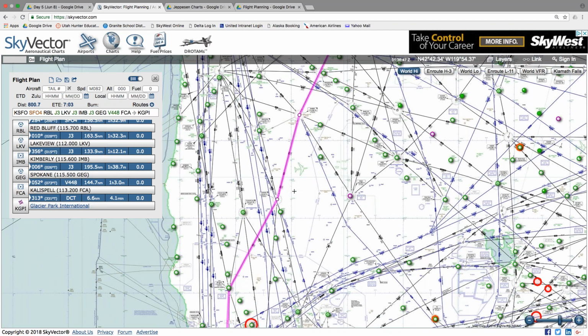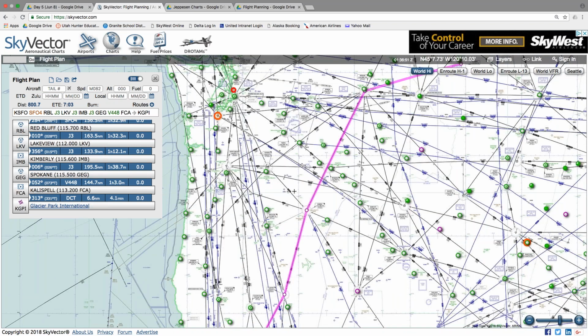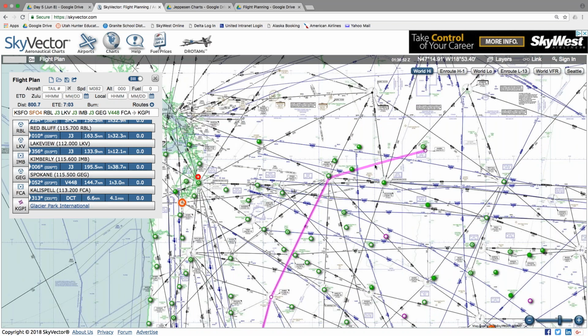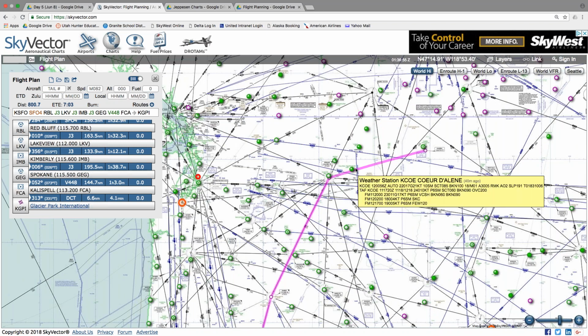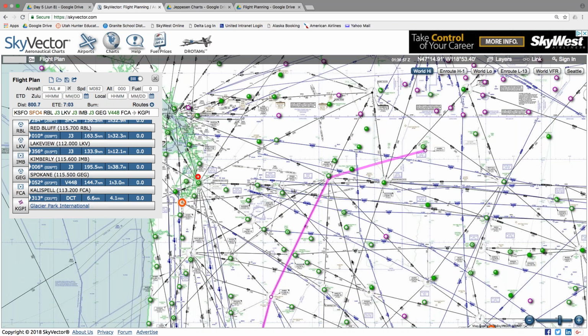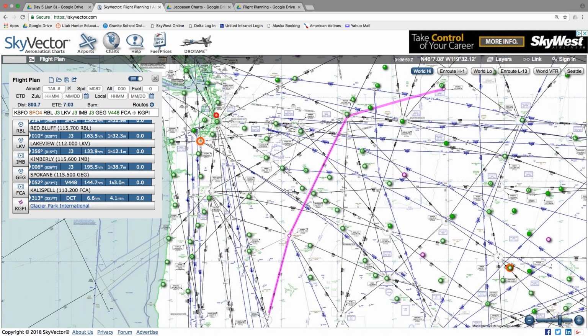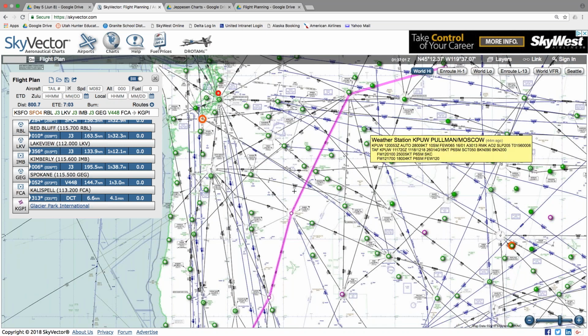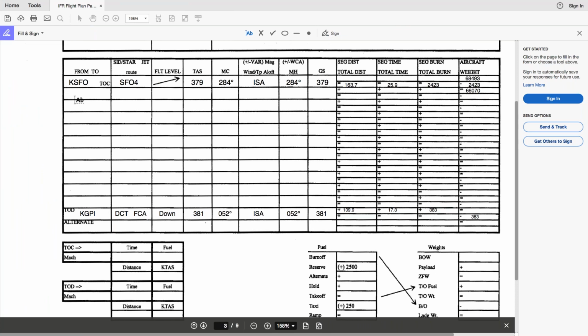So our top of climb is like right here. Here's the center point of our flight plan, and our top of descent is somewhere about right there. Everybody good? Okay, so let's put that information in here. So top of climb, we're going from top of climb.